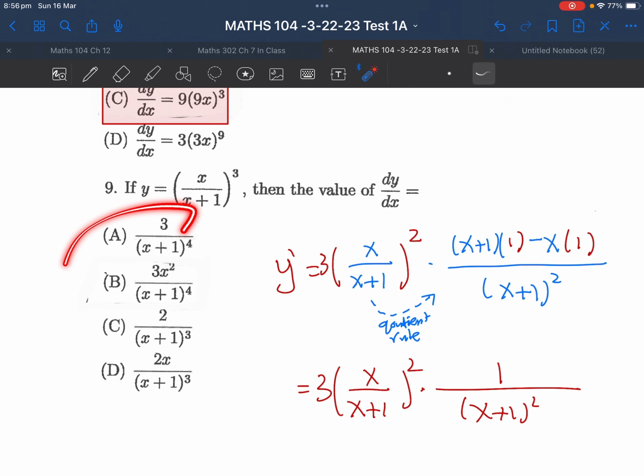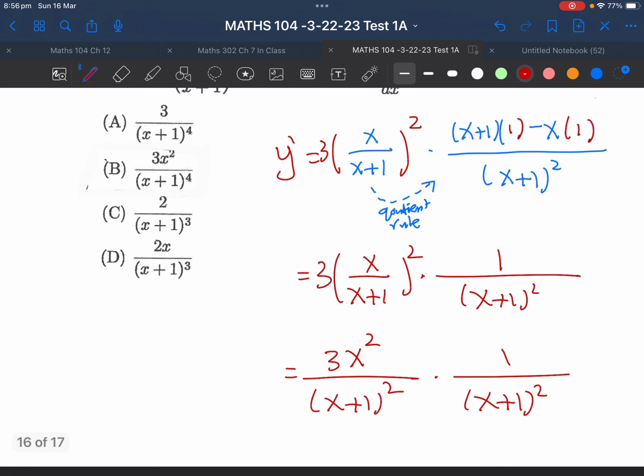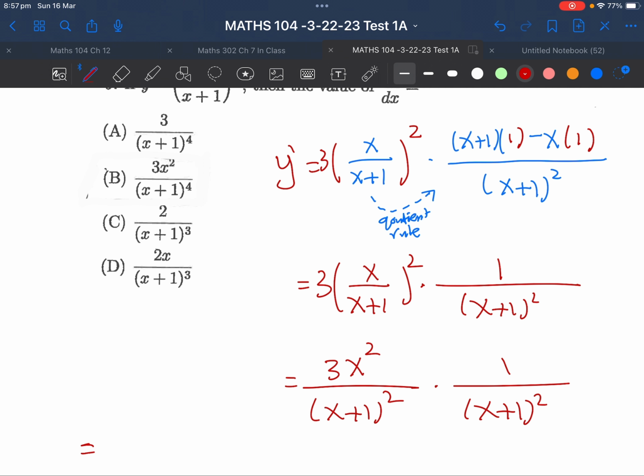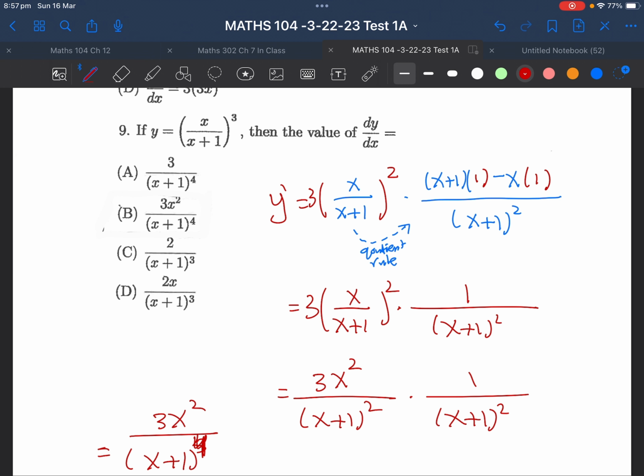Now, we ask ourselves, none of these looks like my answer. So what I will do, I will take the square for both. So it will be 3x squared divided by x plus 1 squared times x plus 1 squared. Now, if we do this one correctly, this will be 3x squared, and how many brackets down here? We have 3. X squared, we have 4. Now, which one of these should be my answer? It is part B.